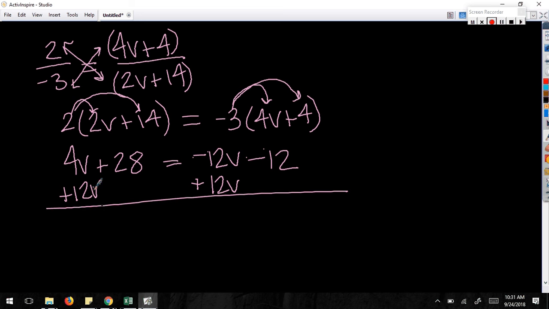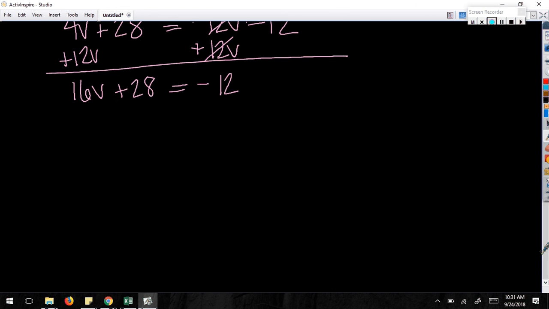All right, 4V and 12V gives me what? 16V. These are gone. I did that to mark them out. And I'm still left with negative 12 plus 28 on both sides, right? Close. I mean, minus 28. Minus the 28 because it's being added there. So I'm going to do minus 28.